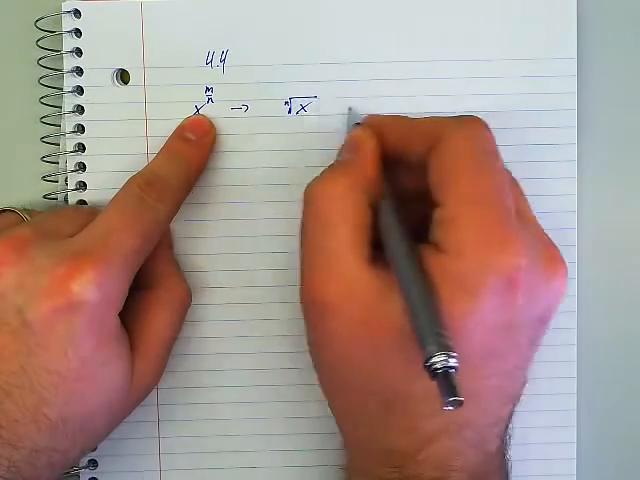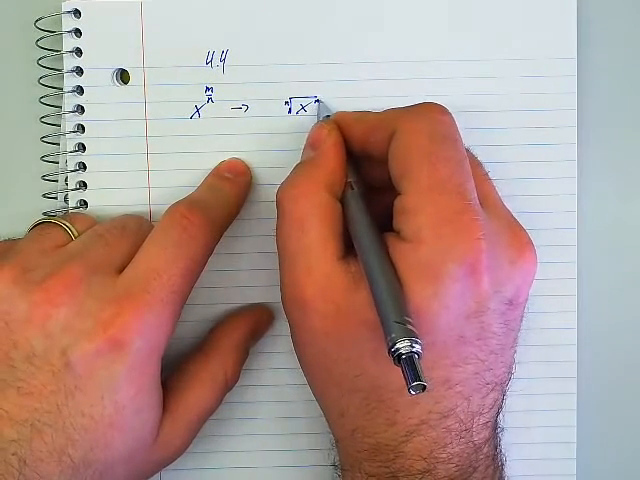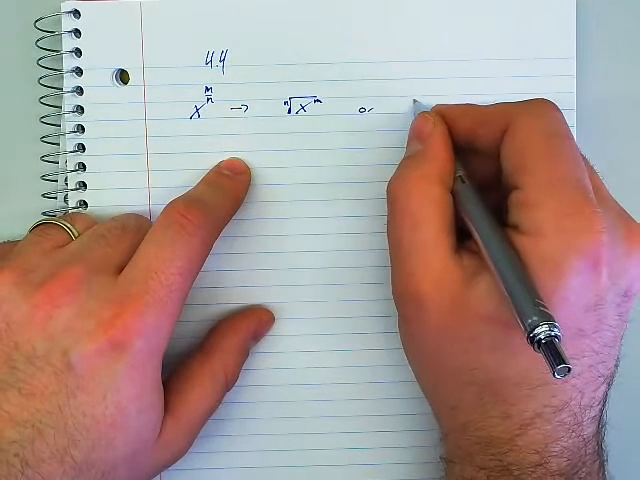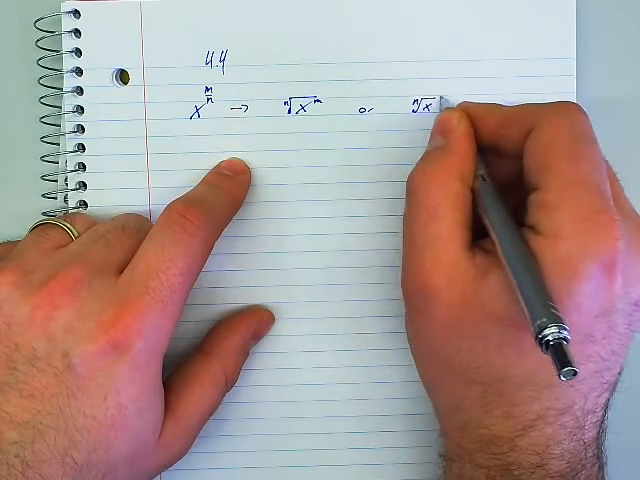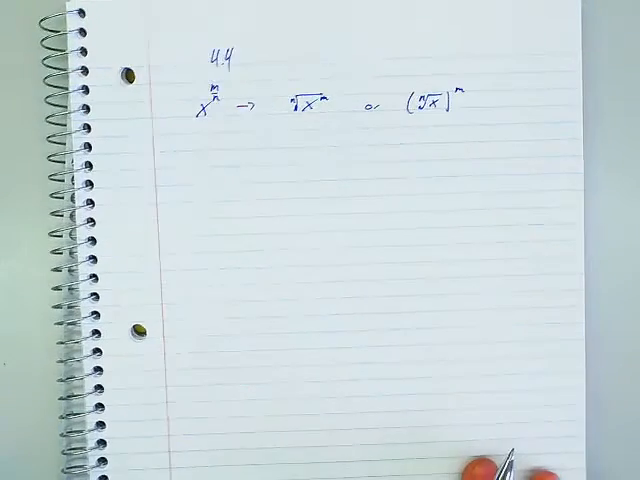So in our case, it's the nth root, and it's to the power of m. Sometimes in your textbook, it'll be written as the nth root of x, and the whole thing is to the power of m. This is the same thing. It doesn't matter which one you do.